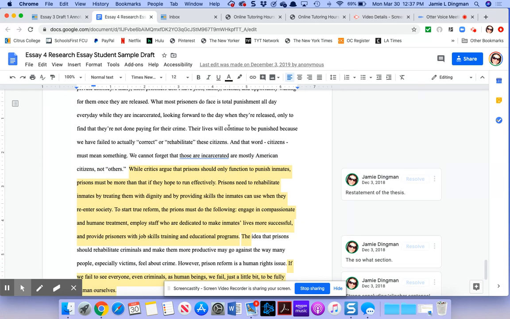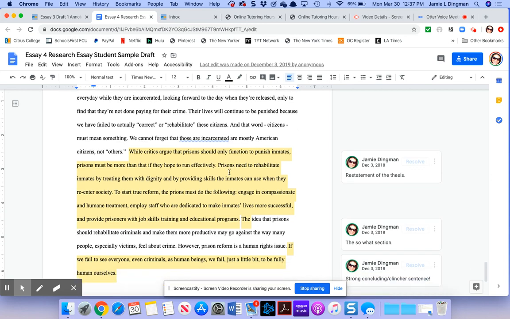Okay, so let's get back to this. Their lives will continue to be punished because we have failed to actually correct or rehabilitate these citizens. And that word, citizens, must mean something. We cannot forget that those incarcerated are mostly American citizens, not others. Now we're getting into the restatement of the thesis.